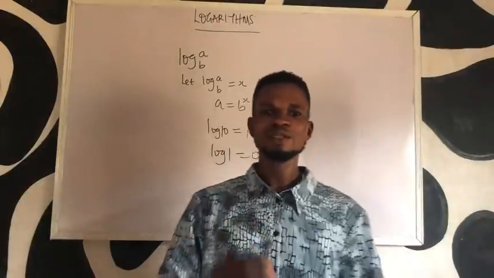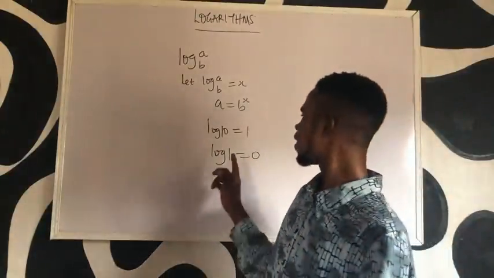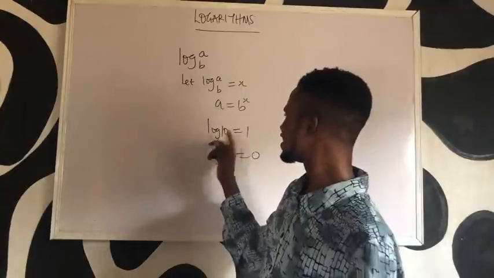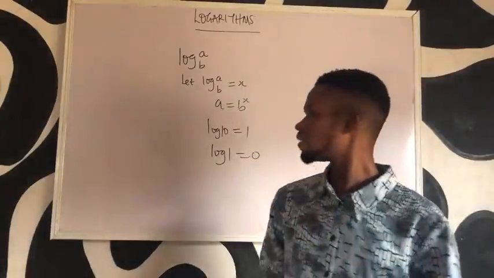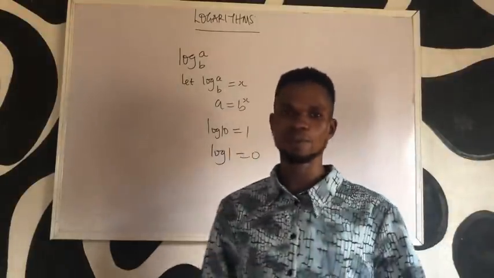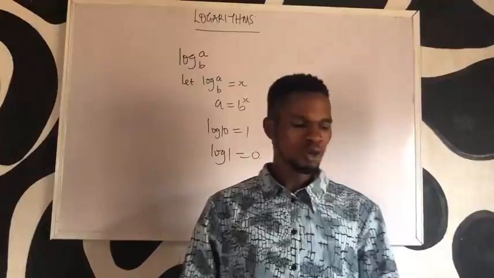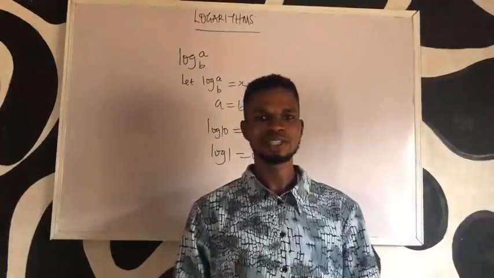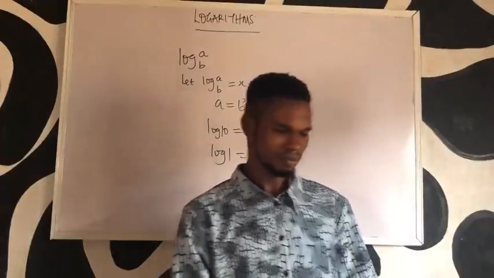That implies that a number between 1 and 10 must have logarithm between 0 and 1. Now, how do we construct logarithm table? Let's start with that.